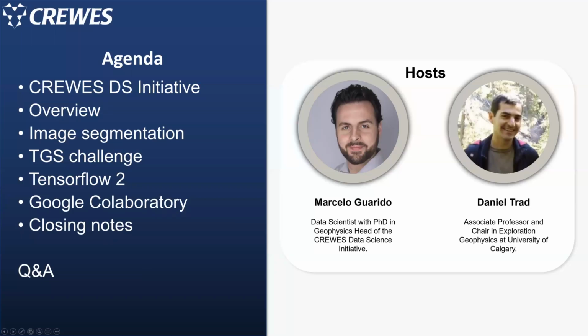So for the agenda of today, we're going to talk a little bit about the Cruise Data Science Initiative as an introduction, an overview of what we're trying to do today. I'm going to talk about image segmentation and why it's different than classifying images, like classifying as a dog or as a cat. We are classifying objects inside an image. And just an introduction to TensorFlow 2, where to download it and everything like that. We're going to work a little bit with Google Colab and then some closing notes after we do the presentation of the codes.